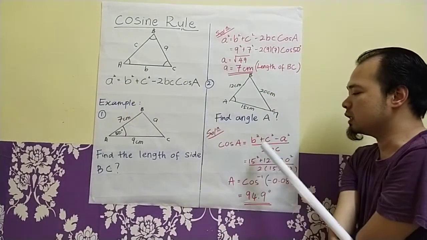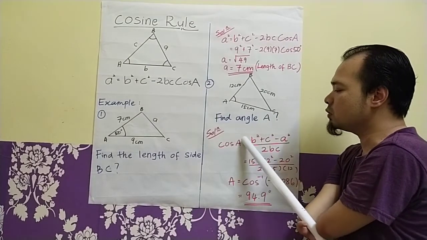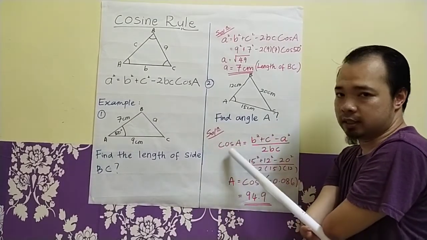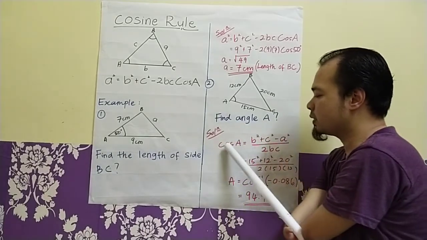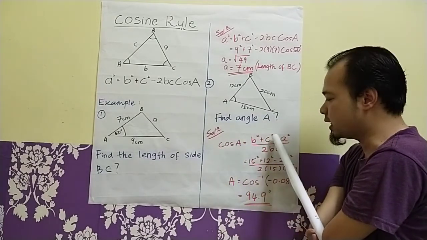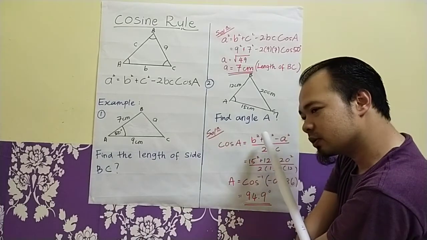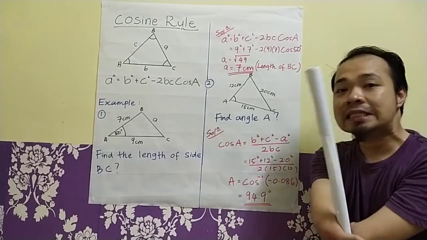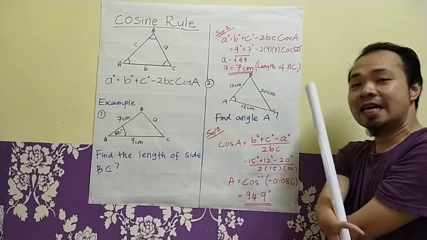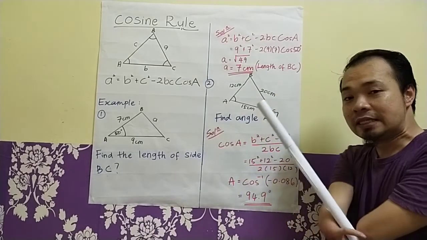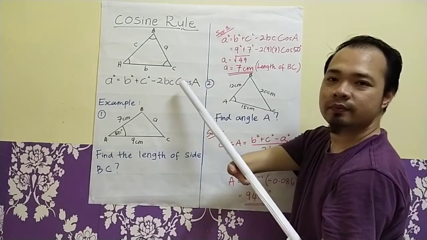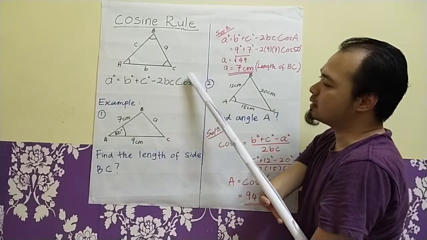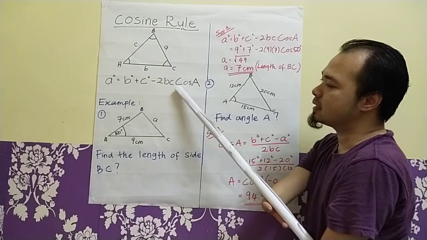The formula given is this one, with A square as the subject. But how suddenly over here, I wrote cos A as the subject? Where did I get this from? Yes, rearrange the formula. This formula is coming from here actually. I just rearrange it, making cos A the subject.